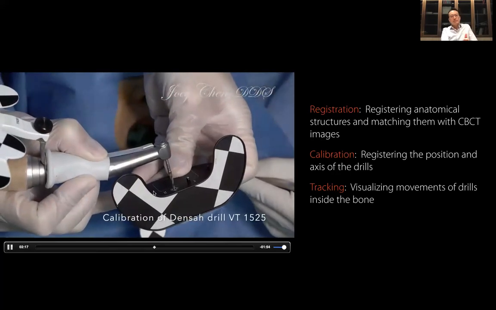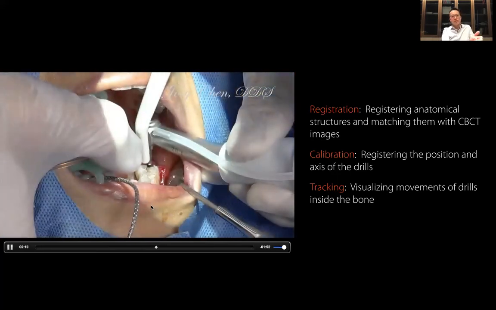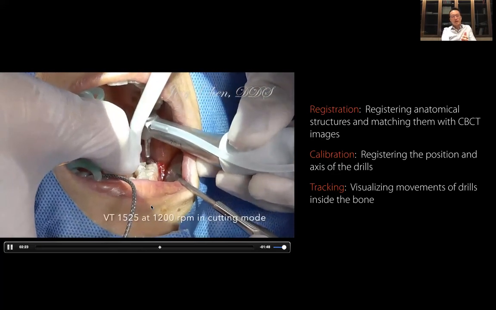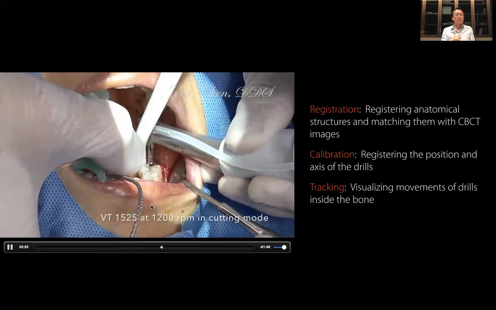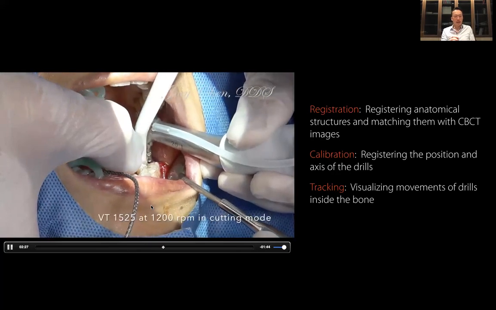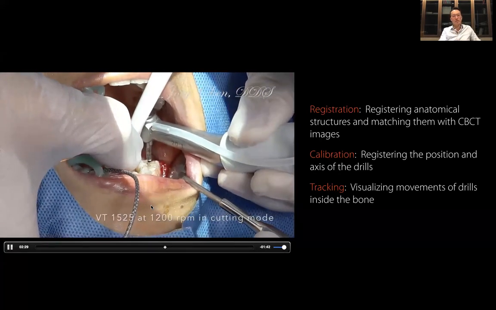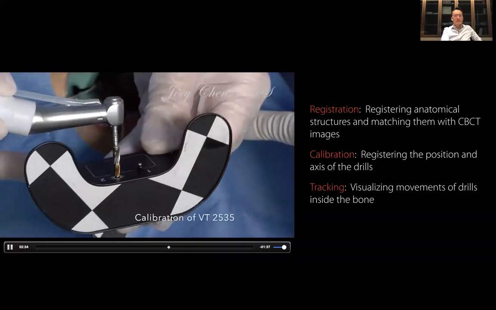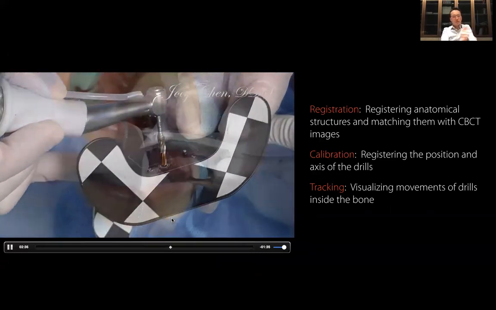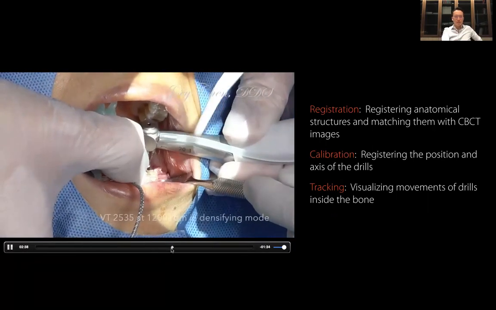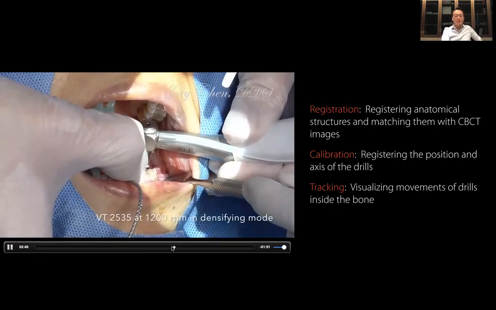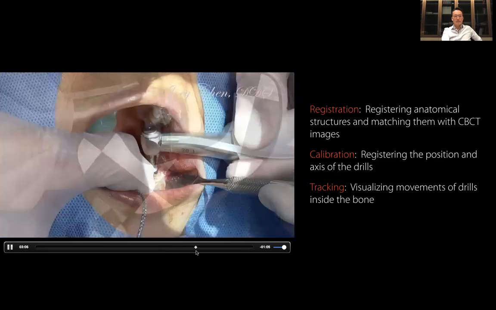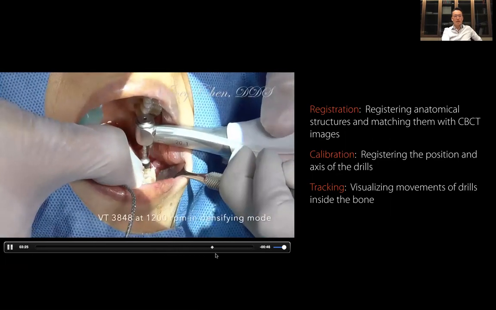After the initial drill, I move on to the next drill, and for each drill, I suggest we calibrate each drill again. We calibrate the length of the drill. So here I am moving through my drilling sequence. Let me just fast forward this a little bit. I'm going through my drillings.